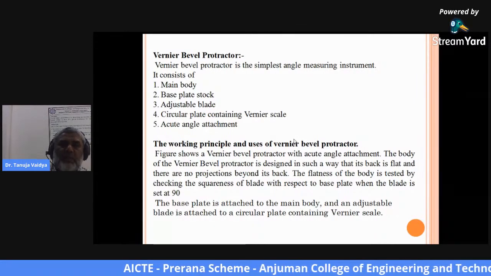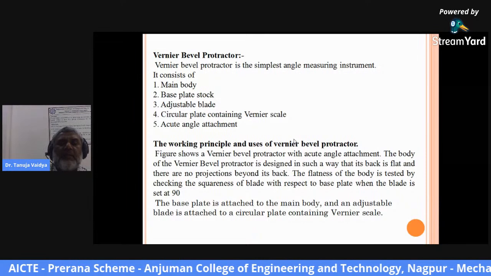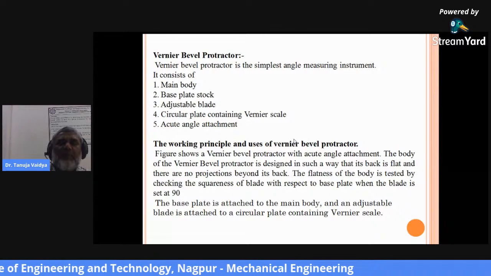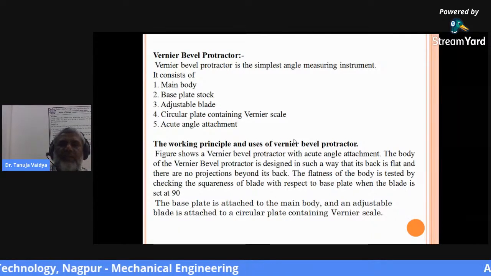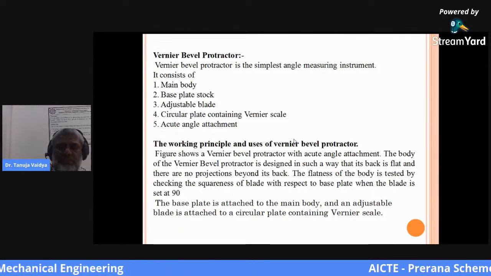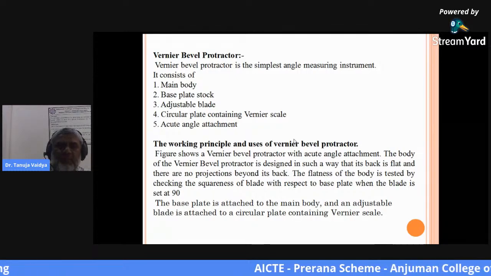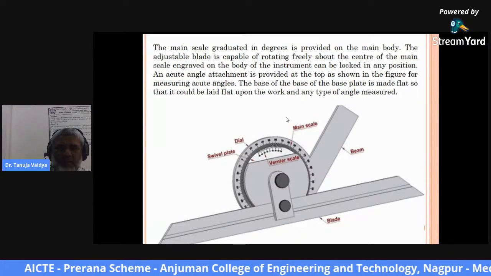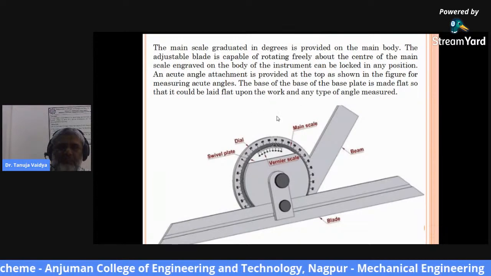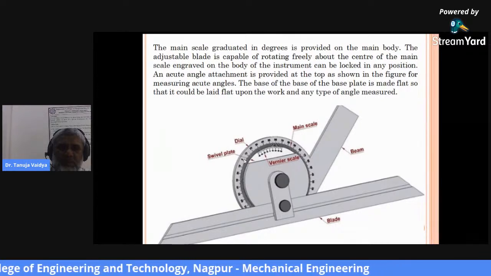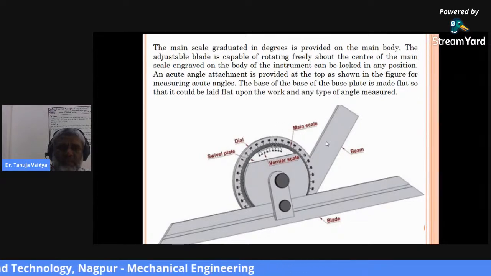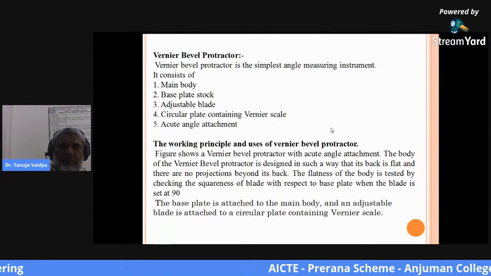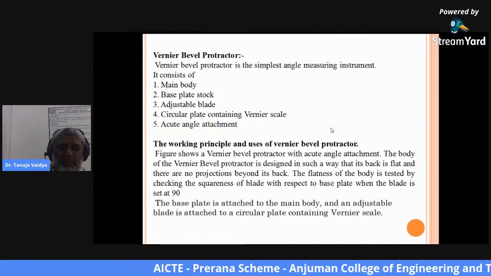Similarly, another important instrument which is used for finding the angle is the vernier bevel protractor. This vernier bevel protractor is the simplest angle measuring instrument. It consists of main body, base plate, adjustable plate. This is the main body. This is the main scale. This is the dial. This is the swivel plate. Vernier scale is there. Beam is there. With the help of this vernier bevel protractor, angles can be found out.